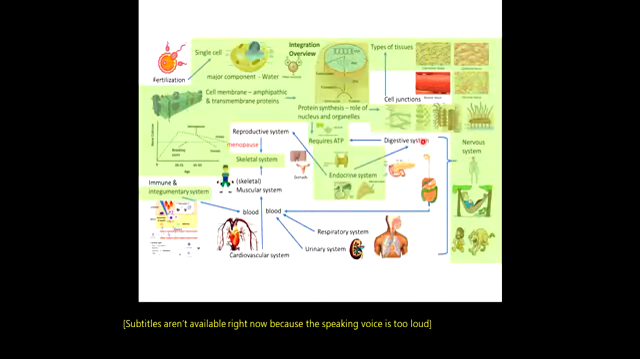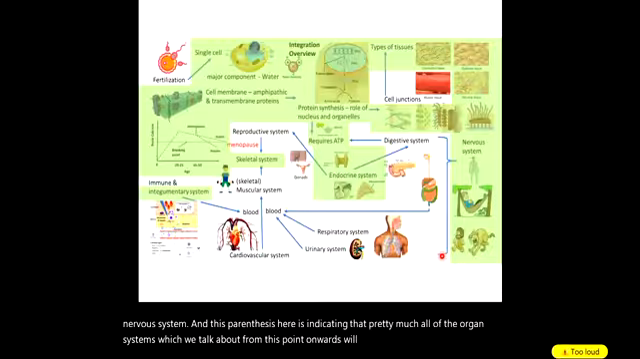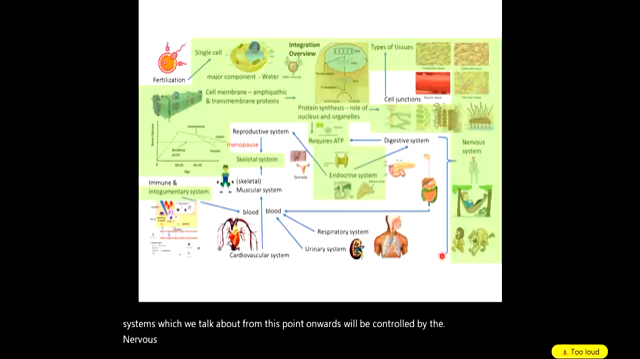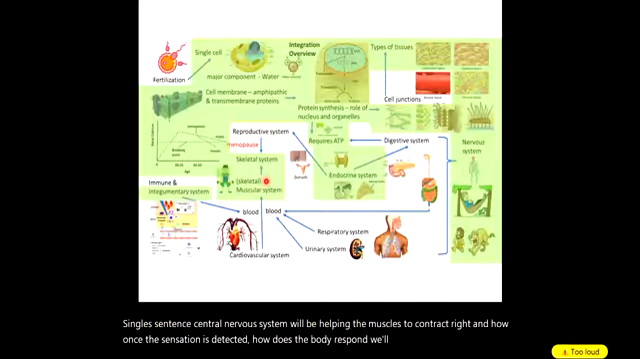And this parenthesis here is indicating that pretty much all of the organ systems which we talk about from this point onwards will be controlled by the nervous system, right? And we will look at how signals sent from the central nervous system will be helping the muscles to contract, right? And how once a sensation is detected, how does the body respond? We'll better understand that by looking at the functioning of the muscular system.